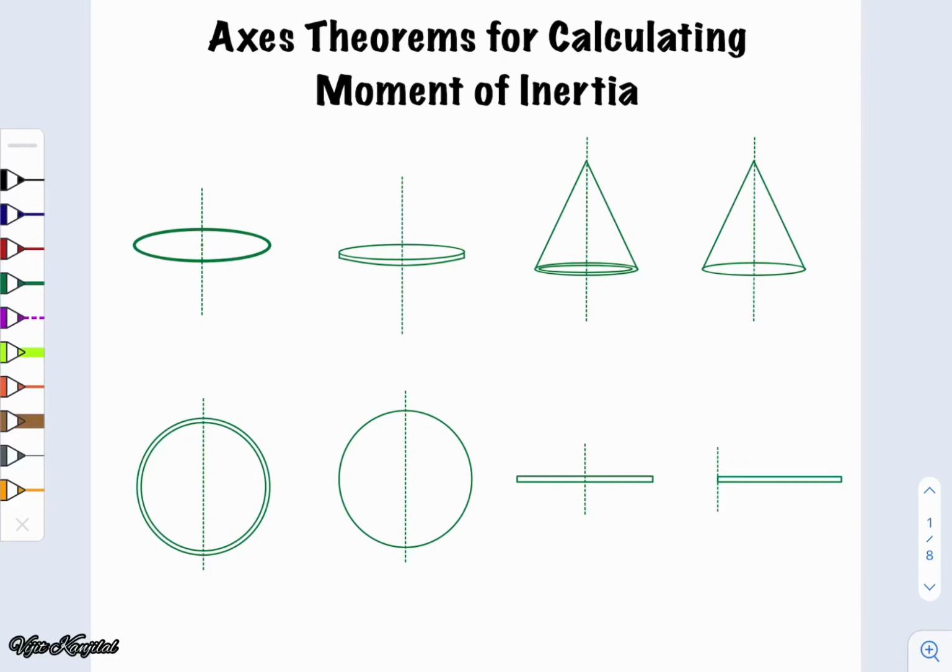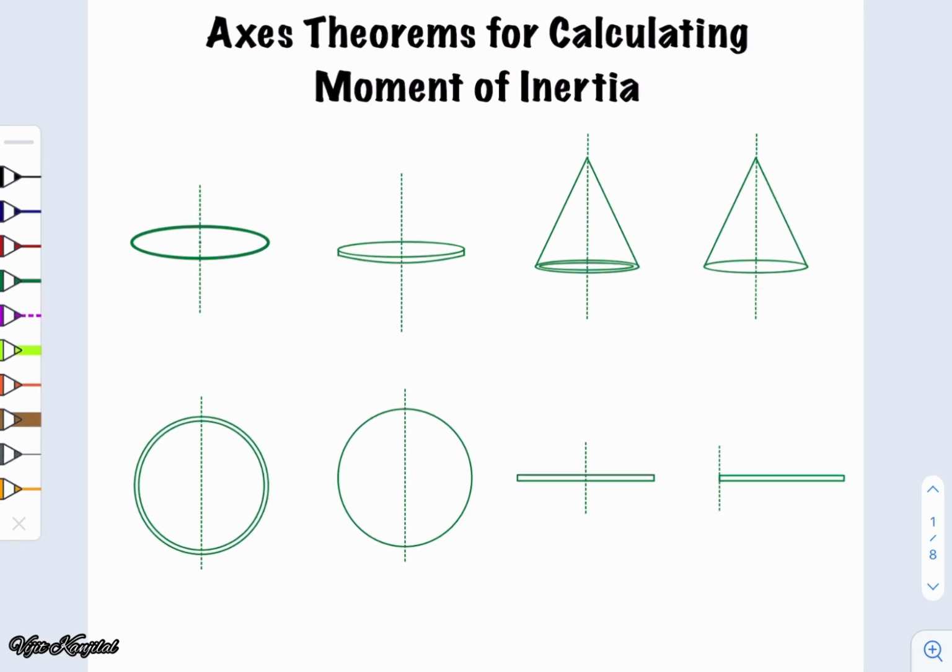So till now we have studied how to calculate moment of inertia of some standard shapes with respect to some standard axis of rotation. But what if we wish to calculate the moment of inertia of these standard shapes with respect to some other axis of rotation? Do we have to perform all the calculations starting from scratch, or is there a smarter way around? So let's try to look at it.